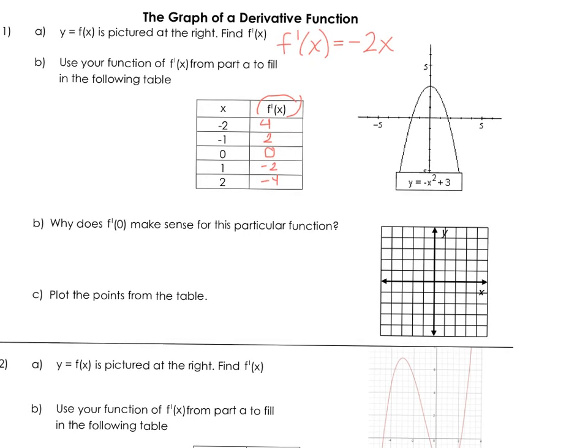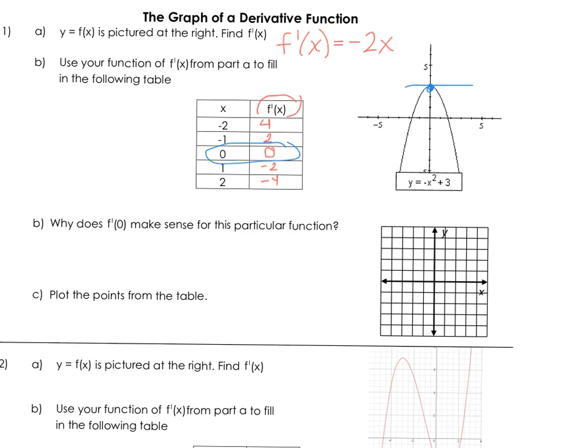So let me change colors here. If I'm looking at the graph of the parabola that's graphed, I'm seeing the turning point at 0. So does it make sense that the derivative would be 0 there? Yeah, because the slope right there is definitely 0. If I draw on a tangent line, it's going to be horizontal. So the answer to B, why does f prime of 0 make sense for this particular function? I'm not going to write it out because you've seen my writing on this thing. I'm just going to say it. The derivative at the turning point must be 0 because it's a horizontal tangent.